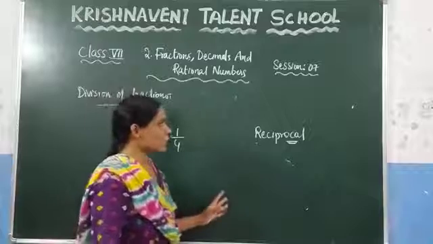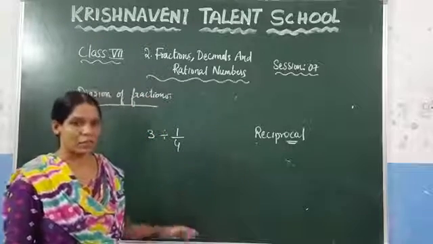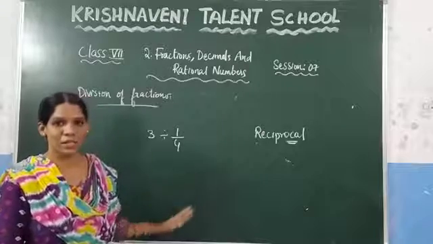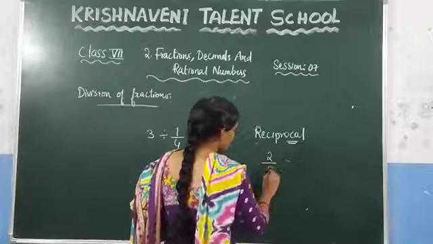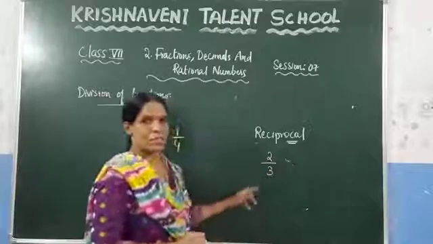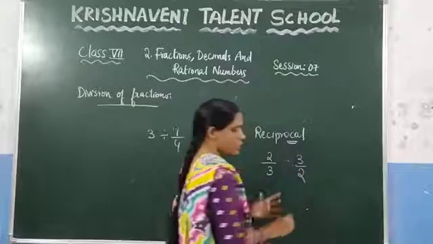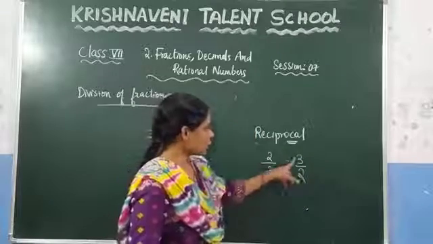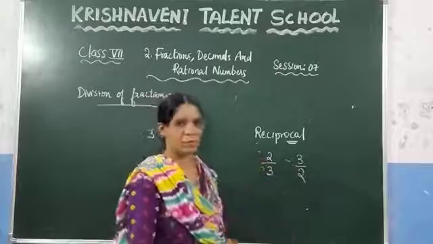Reciprocal is nothing but changing the numerator into the denominator and the denominator into the numerator of a fraction. Simple way: consider 2 by 3. The reciprocal of 2 by 3 is nothing but 3 by 2. Just you need to change it: the denominator into the numerator, the numerator into the denominator. So the reciprocal of 2 by 3 is 3 by 2.